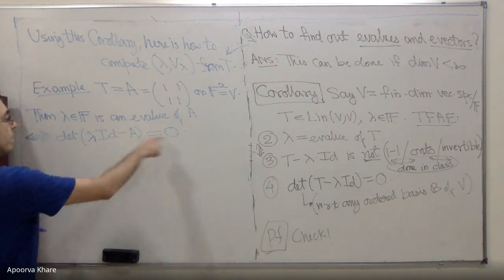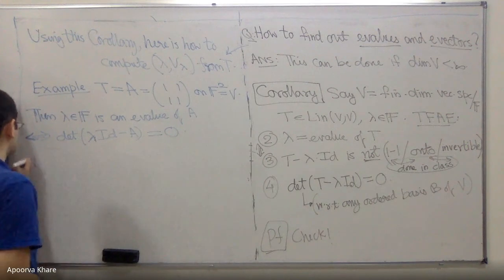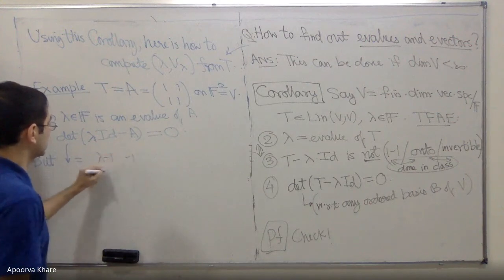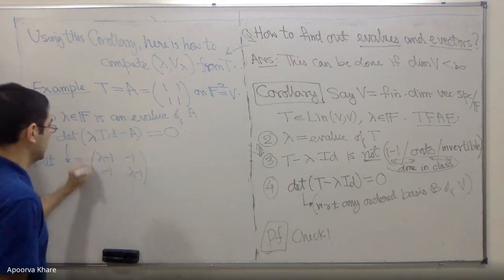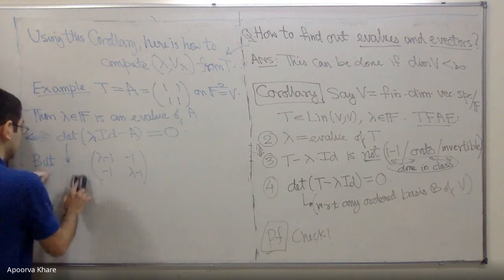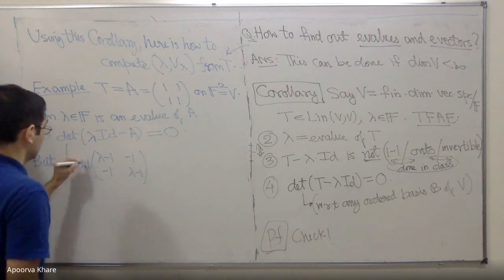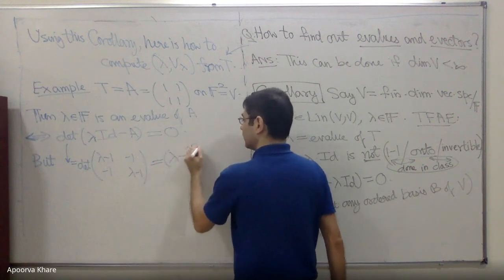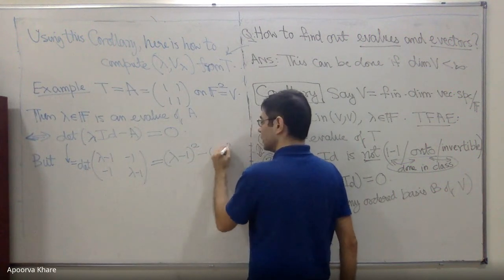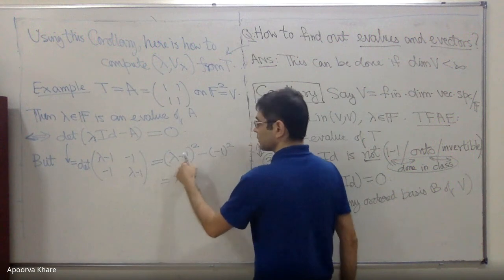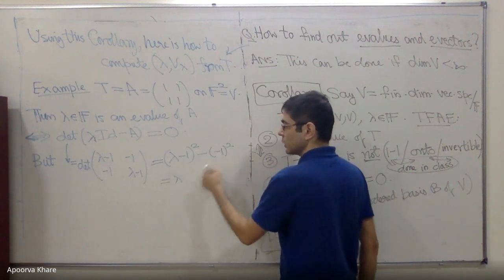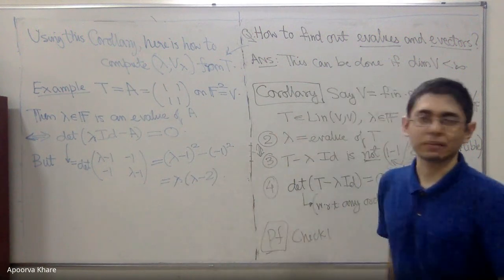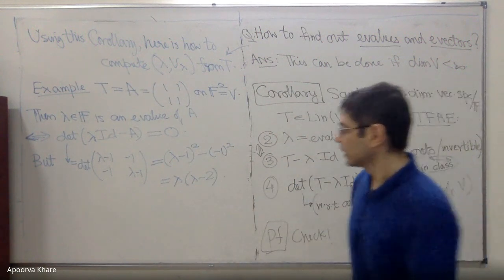Okay, so what is this? This is equal to the determinant of [[lambda minus 1, minus 1], [minus 1, lambda minus 1]]. And so you get AD minus BC, which is (lambda minus 1) squared minus (minus 1) squared. You can check this is lambda squared plus 1 minus 2 lambda minus 1, so it's lambda squared minus 2 lambda, which is lambda times (lambda minus 2). Okay, great. So now what do we do?